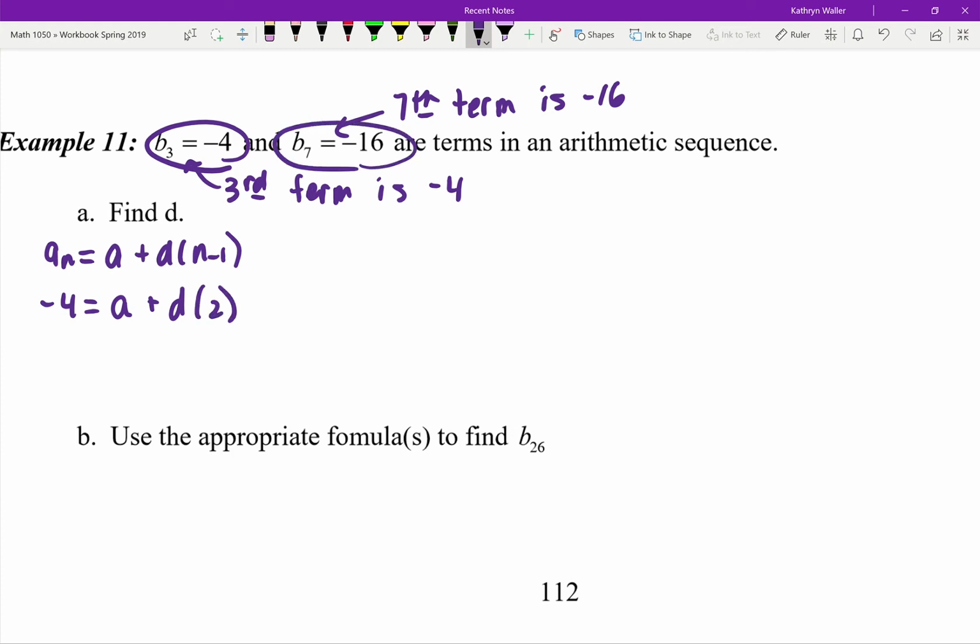Now let's do this one. No. n is 3. So 3 subtract 1 is 2. Okay? Okay, now let's do a negative 16. So negative 16 equals a plus the common difference. n is 7. So 7 minus 1 is 6.